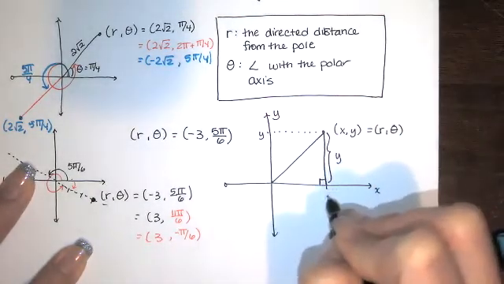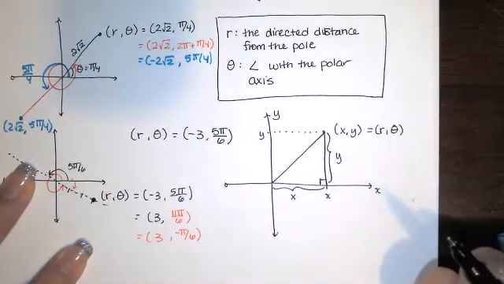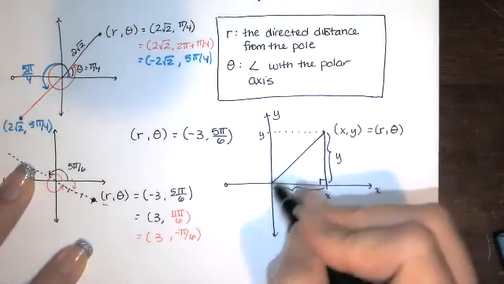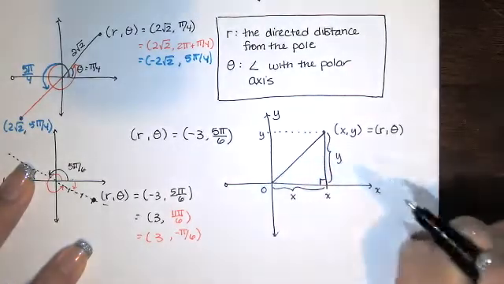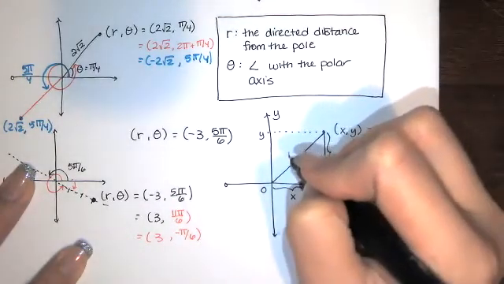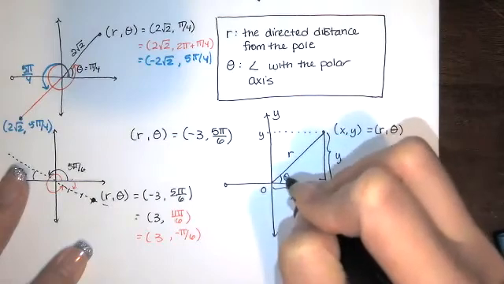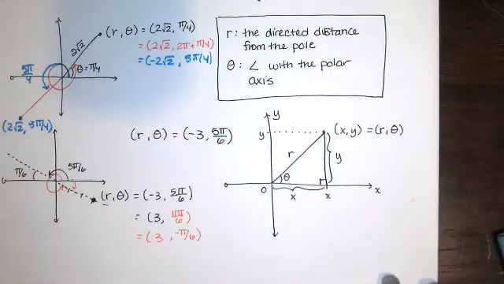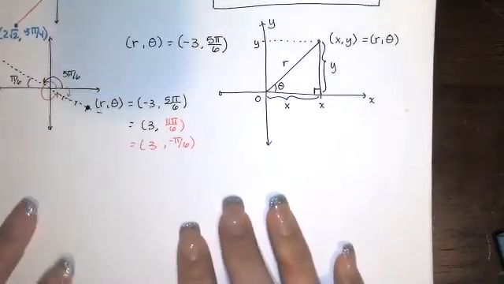And this value is the x value, so that distance is given by x. And the hypotenuse, that's the directed distance from the origin, which we are assuming is positive in this case. So we'll say that r is on that hypotenuse, and theta is the angle over here. With this picture, we can see the relationship between x, y, r, and theta pretty easily.